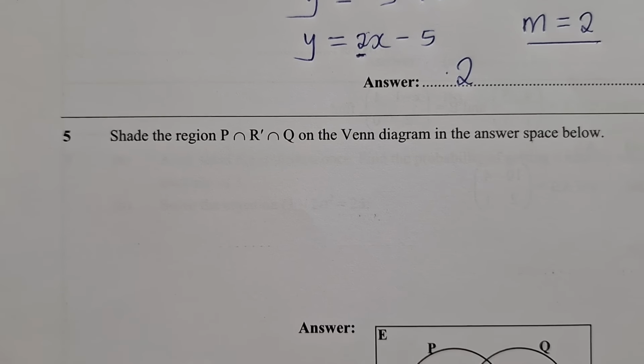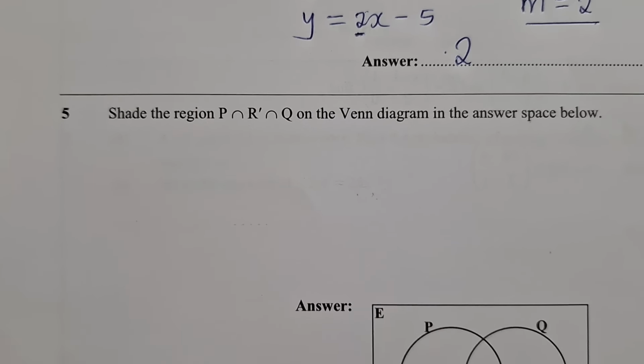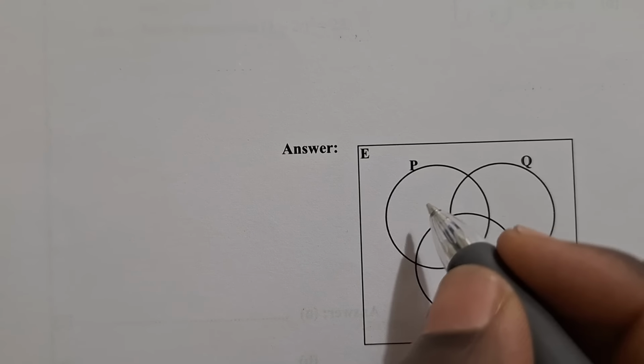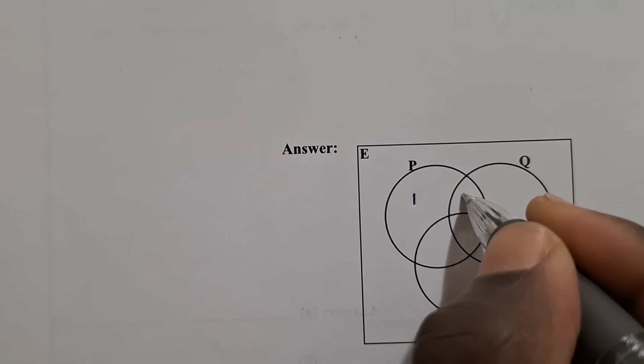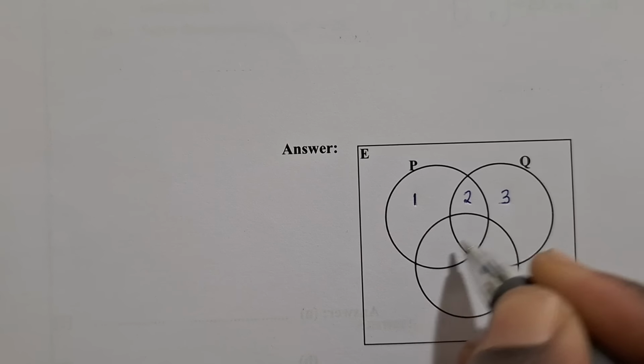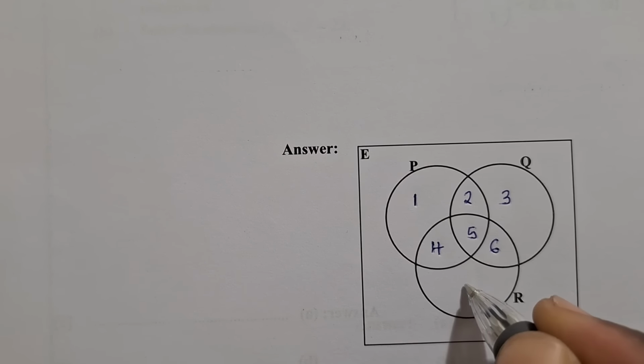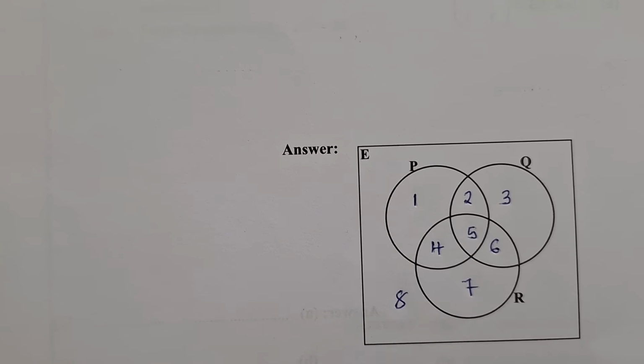We come to question 5. So for question number 5, they have given us this space. The first thing must be to indicate. You put the numbers here or letters. In each space, you write one number. Okay.